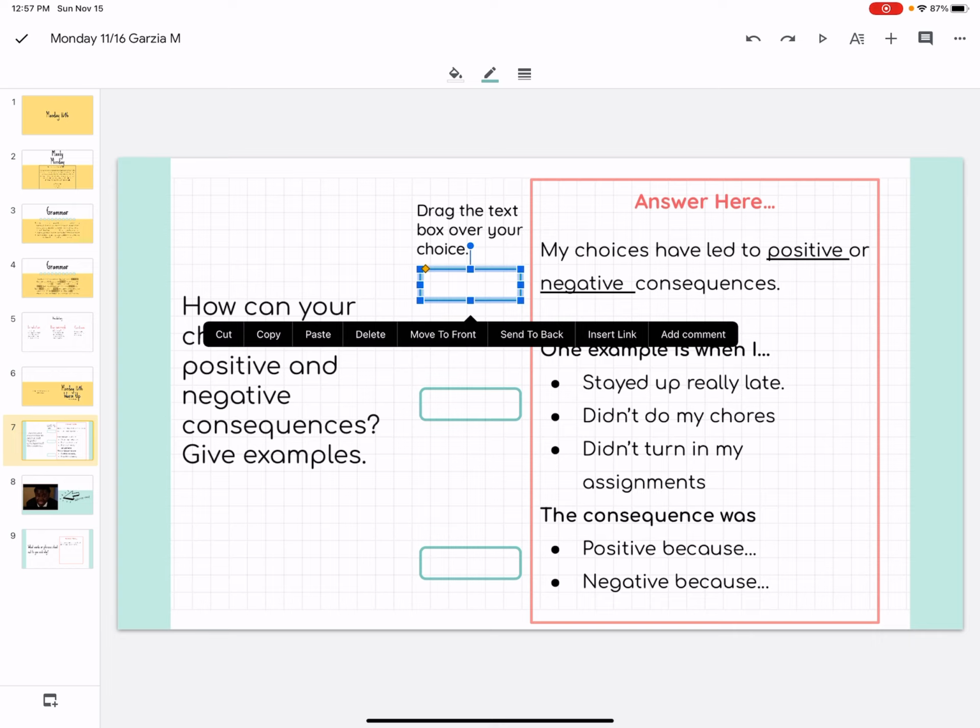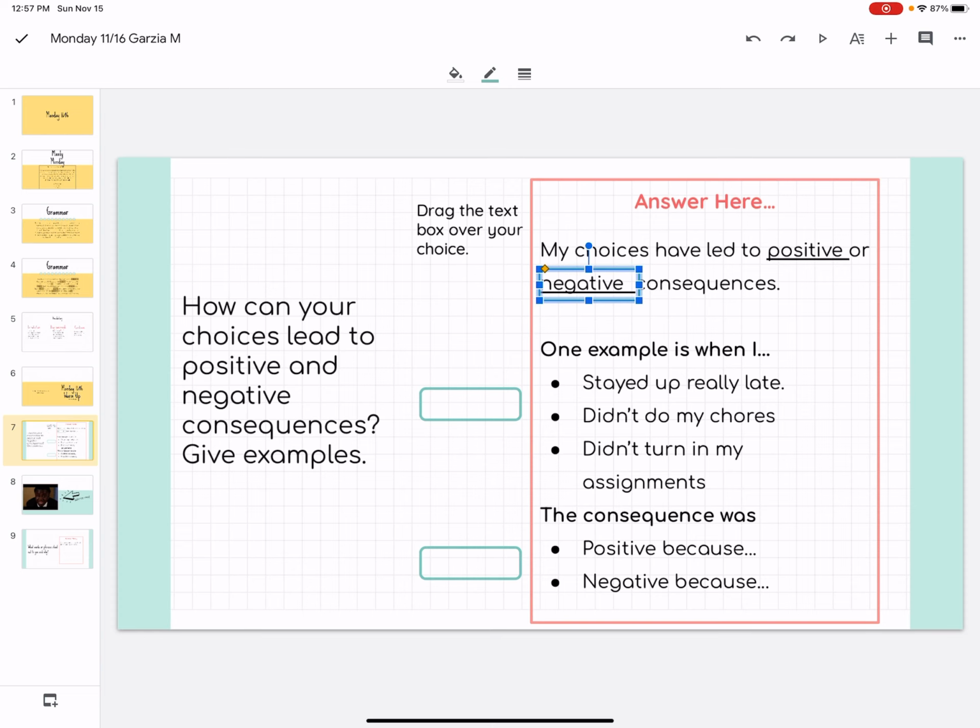My choices have led to positive or negative consequences. You choose which one. There's not a wrong answer, okay? One example is, and pick one of these examples that applies to you. So for me, one example is when I didn't do my chores.